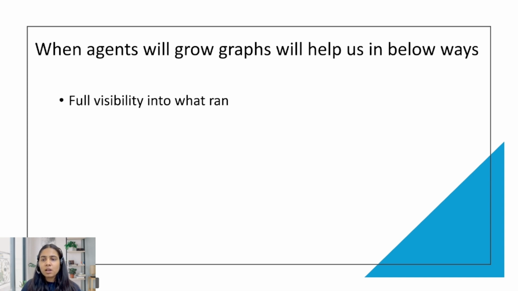First is full visibility into what ran. We can draw the graph, trace every node that fired and pinpoint the exact spot where things went sideways. Try doing that with six levels of nested if-else. It will be very difficult, right? So in place of if-else, we are going to use the graph. For us it will be easy to trace that and pinpoint the exact spot where things are not working as expected, or in which node things are failing.